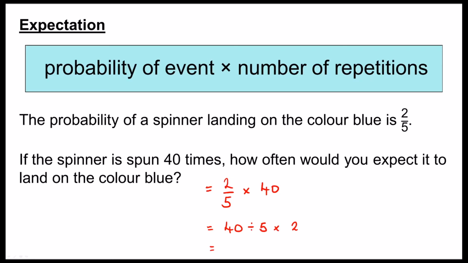I know that 40 divided by 5 is 8, and I need to times that answer by 2, therefore I get a final answer of 16. This means if I spin my spinner 40 times, I'd expect it to land on the colour blue 16 times.